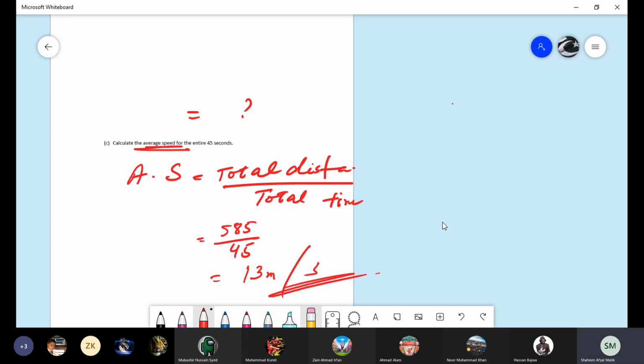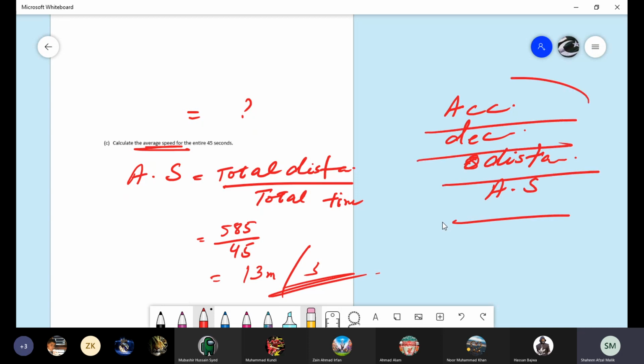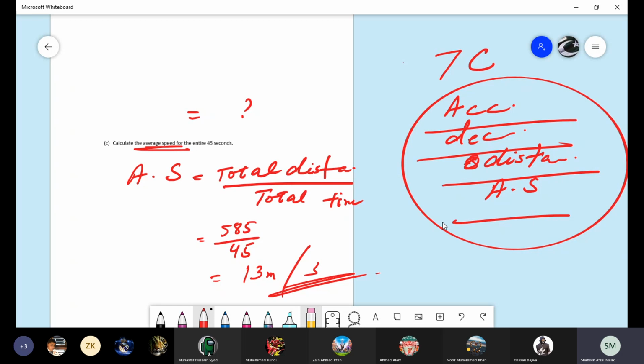So there are three things. We have done acceleration, we have done deceleration, we have found the distance, that is the sum of areas covered under the graph, and then we have done the average speed. These are the four things which are covered in the whole exercise 7C. 4 points.